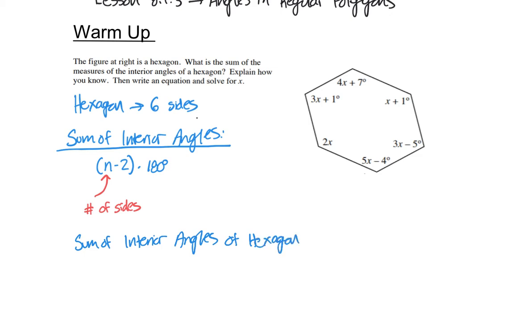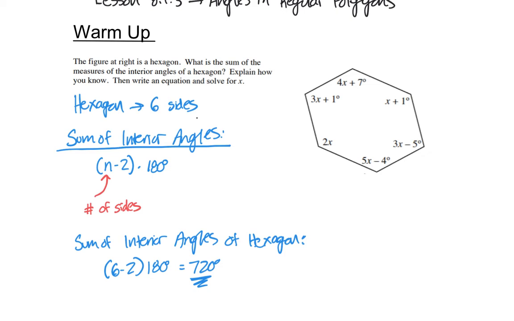So the sum of the interior angles of the hexagon up above is going to be given by 6 minus 2 times 180 degrees. And when we type that into our calculator, we're going to find out that that's 720 degrees total. So all 6 of our angles here are going to add up to make 720 degrees. So that's the sum. So how does that help us now? Well, we're going to try and determine the value of x.